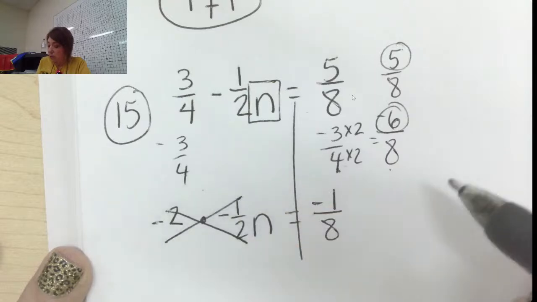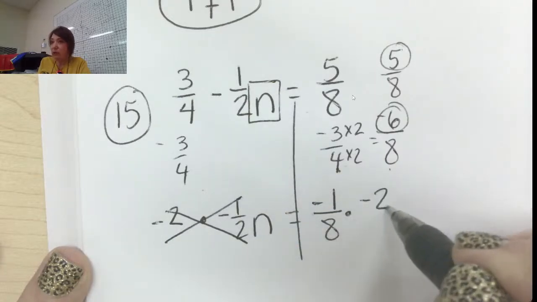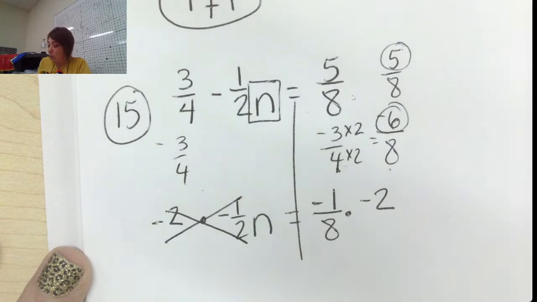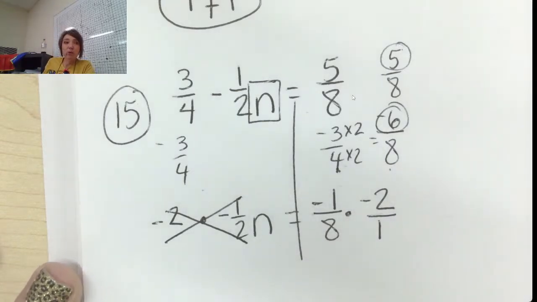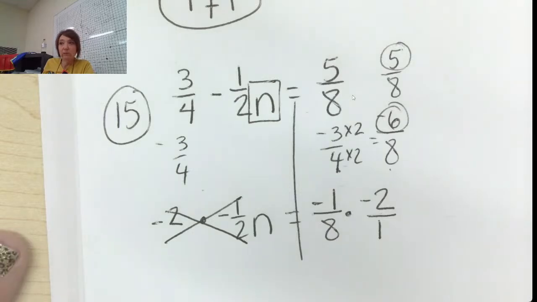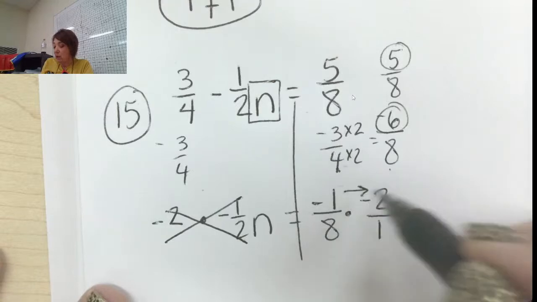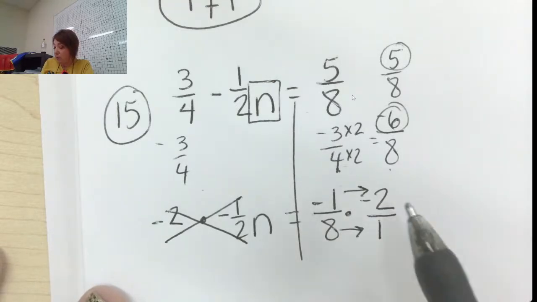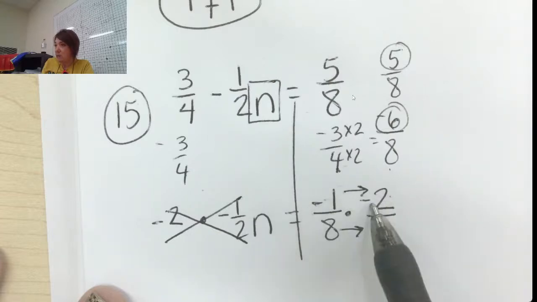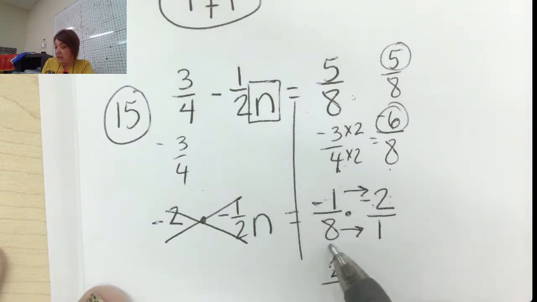So those are gone, but if we do it over there, we got to do it over here. And when you multiply a fraction times a whole number, just make your whole number a fraction by putting it over 1. Then you're just going to be multiplying the top, multiplying the bottom. So if I multiply the top, what is a negative times a negative? What's 1 times 2? And then what's 8 times 1?